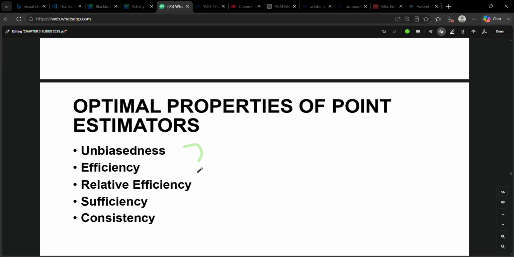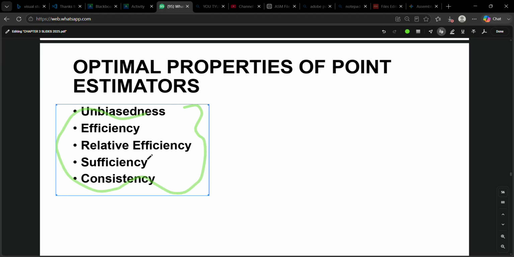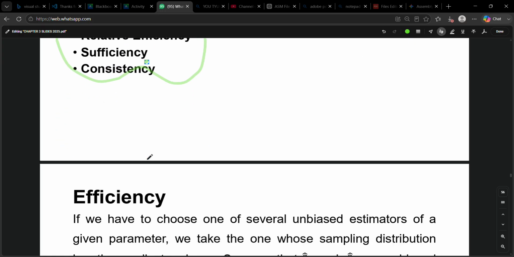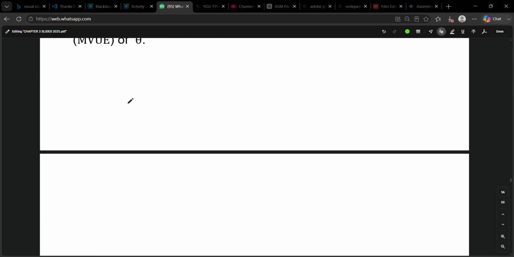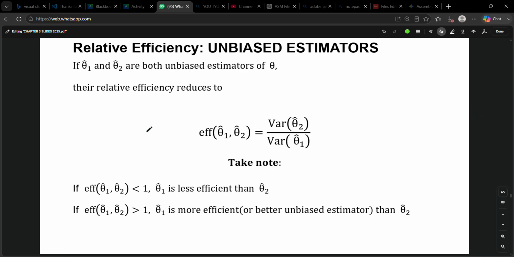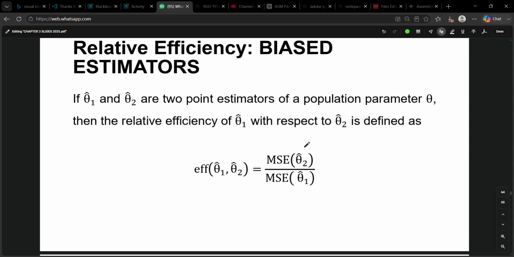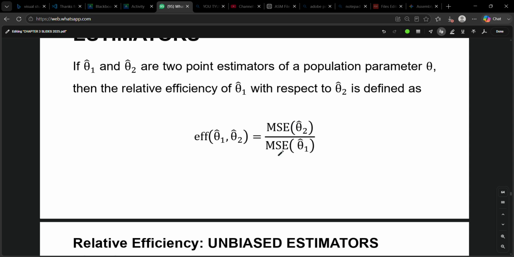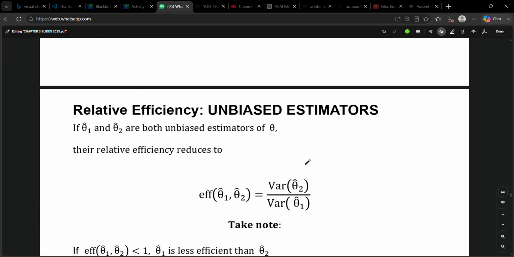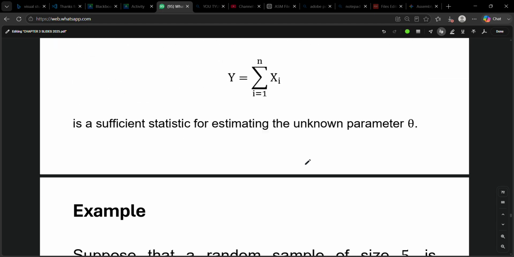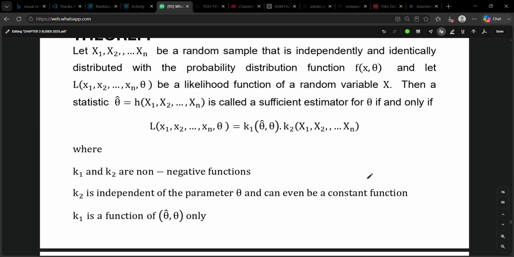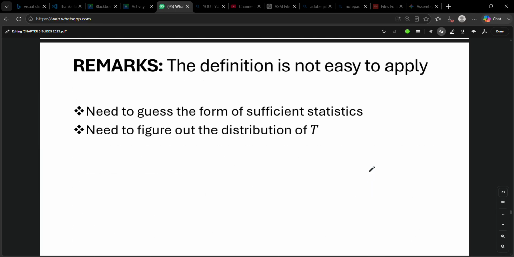As long as you also know this part, which is another part, the properties of point estimators. You must know how to calculate the unbiasedness, efficiency, relative efficiency, sufficiency, and consistency. For efficiency, it's just the MSE, the mean square error of 2 over 1. We must also know the conditions, which we'll discuss. So I'm going to stop here for now.